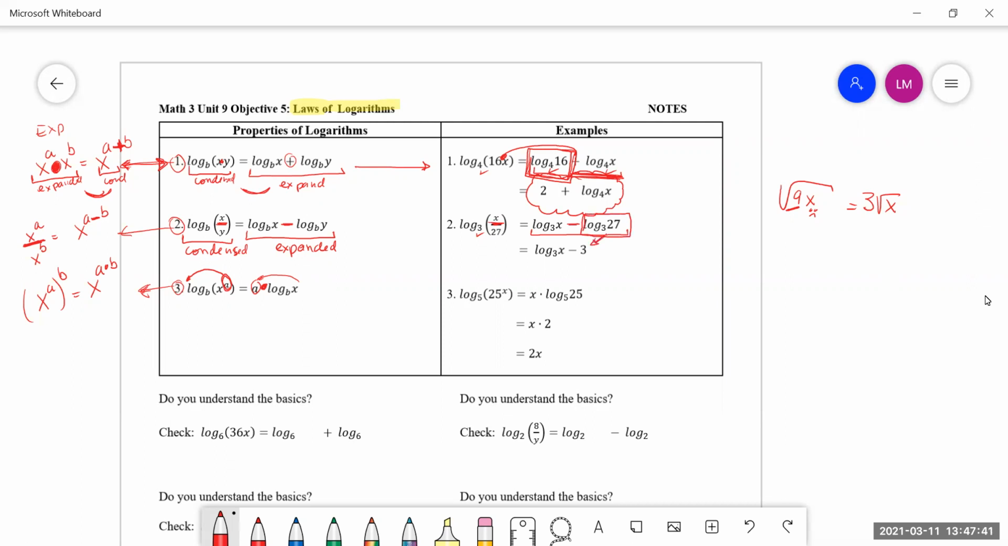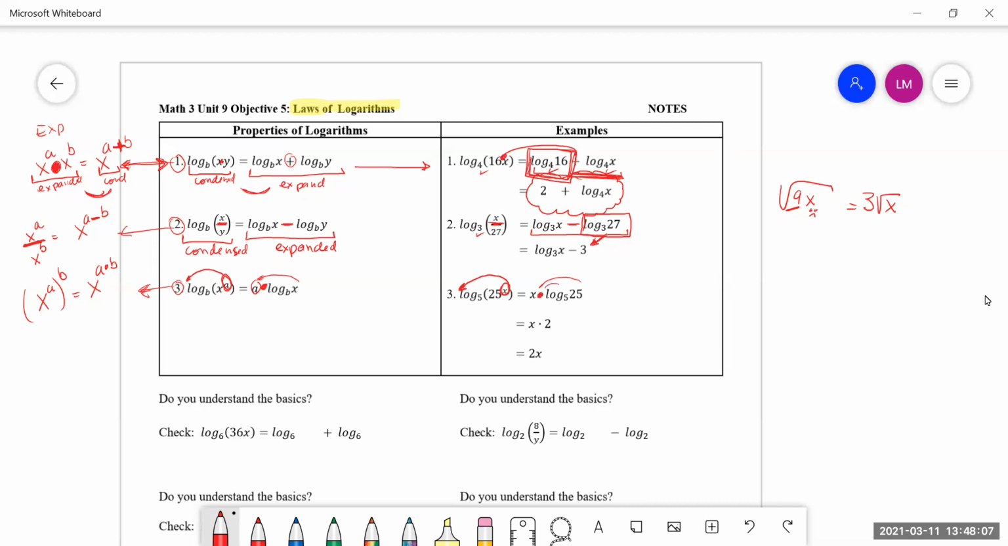So I can evaluate part of my expansion and leave the other one alone. Okay. All right. Here I have log base 5 of 25 to the x power. Why don't we bring this x power to the front? Because that's the law of logarithm. I brought the x power to the front and it becomes x times log base 5 of 25.